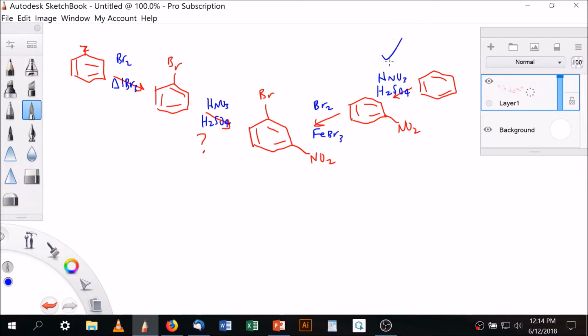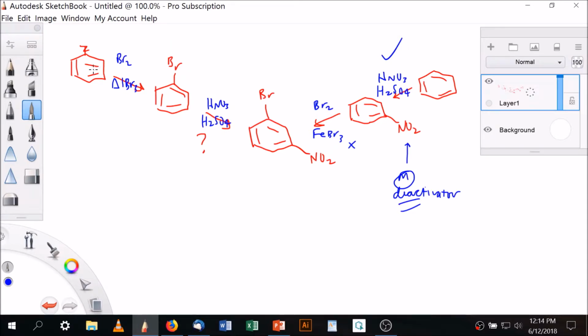All right, so there's a problem going from here. This works. There's no problem with that. And this now is a meta director, and it's a deactivator. So that's a problem, actually, right? If it's a deactivator, this is not going to go on in good yield. This reaction is not necessarily very good because it's deactivating. But it is going in the right place. It's meta. Agreed?